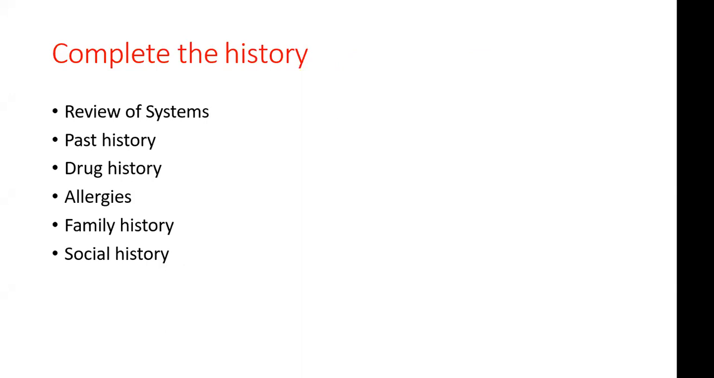And then obviously, like in the previous cases, you complete the rest of the history. Review of systems probably not needed. Past history, drug history, allergies, family history, and social history.